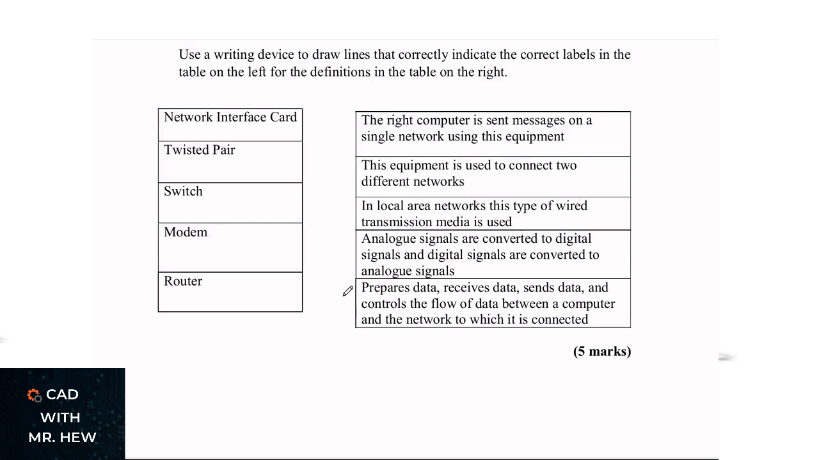So the correct answers are switch. The right computer is sent messages on a single network using this equipment. The next answer is router. This equipment is used to connect two different networks. Then we have the twisted pair. In local area networks, this type of wired transmission media is used.